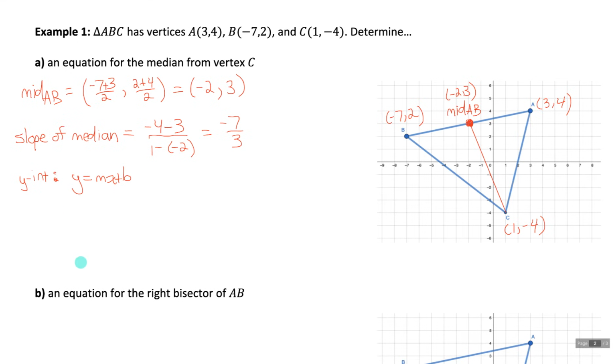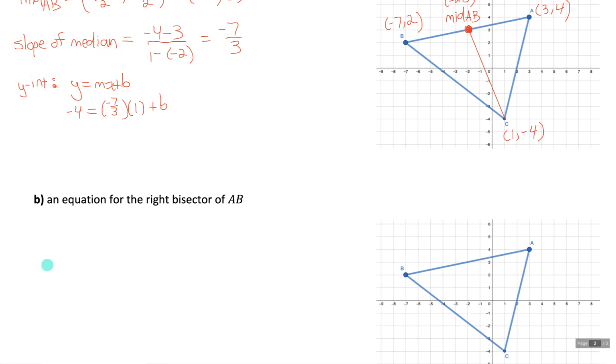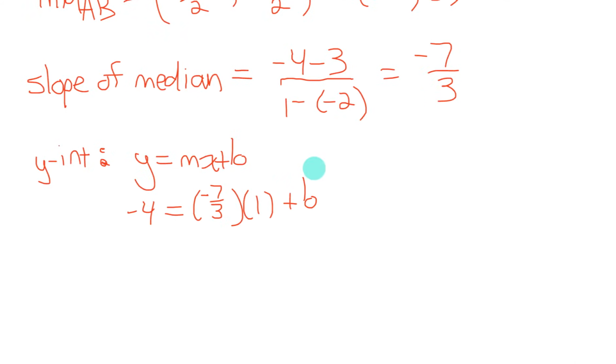Into y equals mx plus b, I can sub in the point 1, -4 as my xy. So -4 equals, and m I know is -7/3. X is 1. The only value I don't know is b. And then we just have to rearrange this and solve for b. So I'm going to want to isolate b. So I'm going to take this -7/3 times 1, that's just -7/3, and move it to the left.